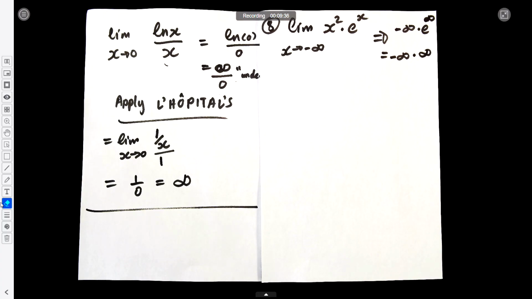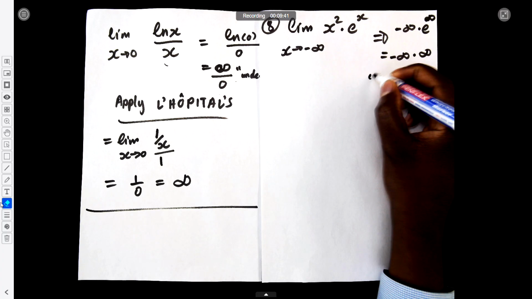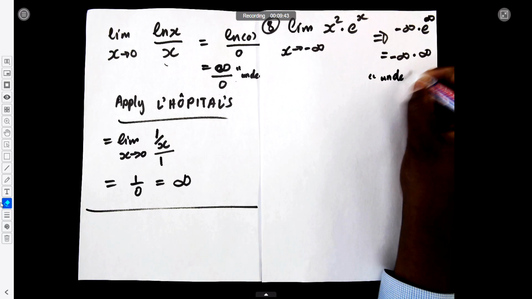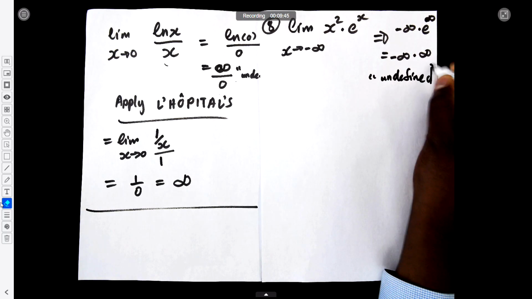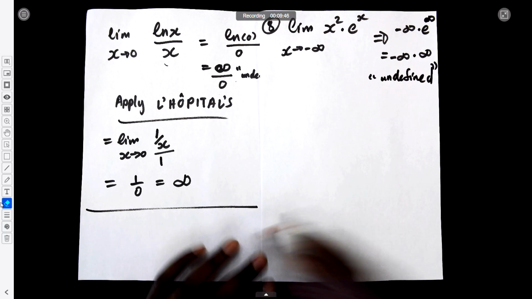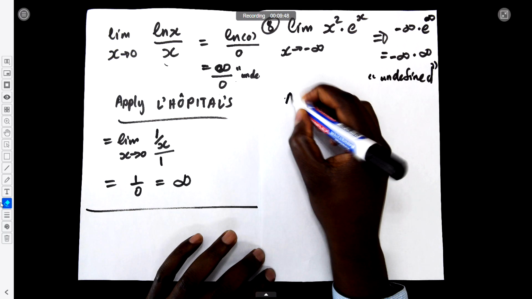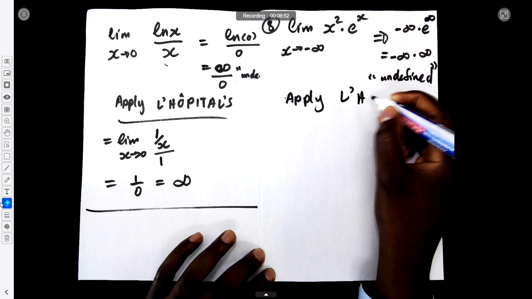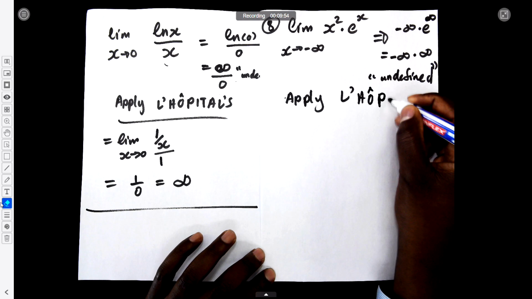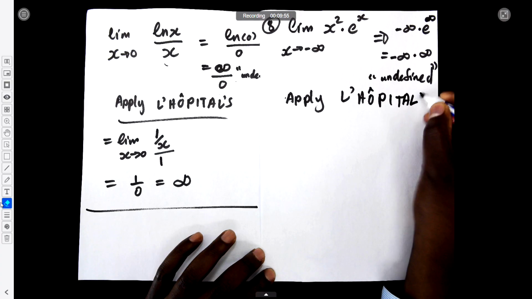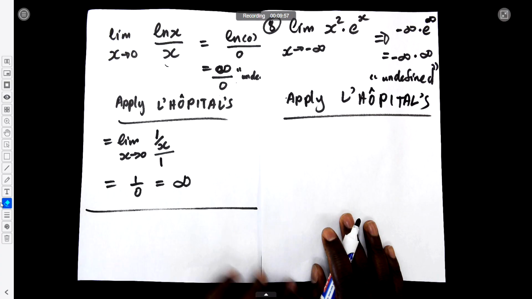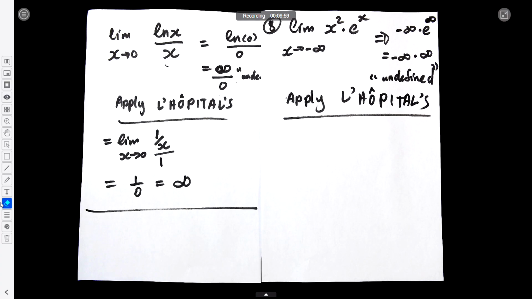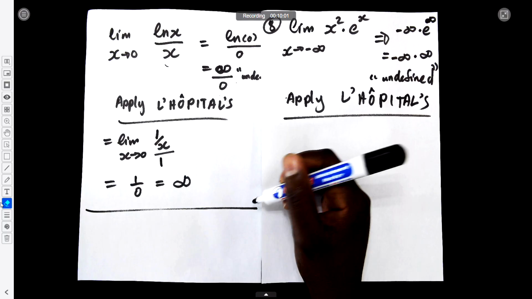So we need to make sure that we find the limit of the function, because this gives you error. It's an indeterminate form, an undefined situation. So now that's where you apply what? Apply L'Hopital's rule.